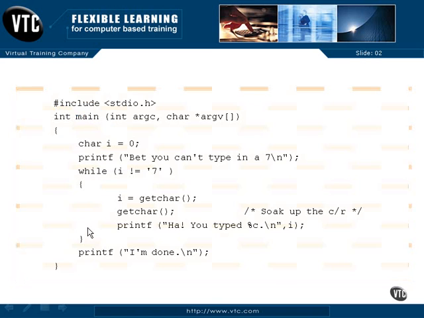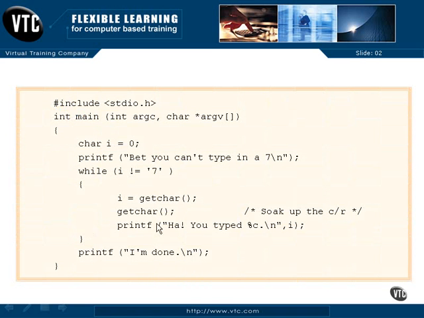Let's take a look at a piece of code. Here's a little program that we'll play around with. We're going to put the computer in a cranky mood, and we're going to have it say, "I bet you can't type in a 7." And we're going to set up a little automatic character called i. We'll set it equal to 0, because we're good programmers and we initialize our variables.